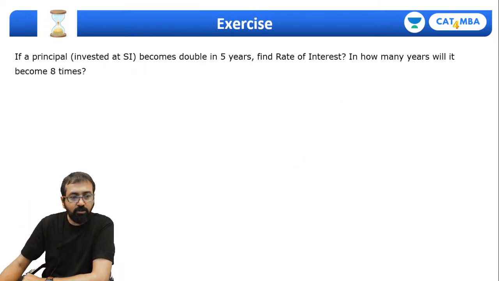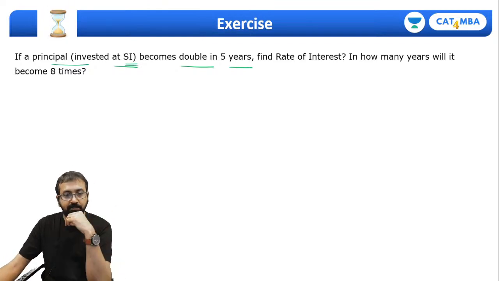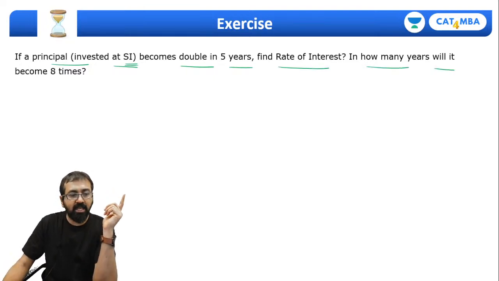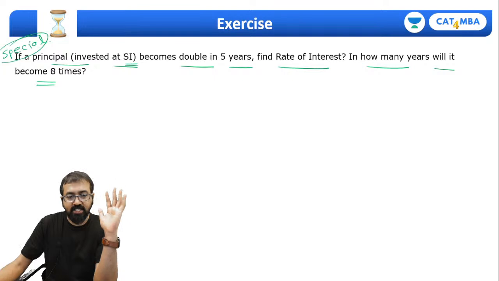Fine. Now look at this question. This is very interesting. If a principal invested at SI, simple interest, becomes double in 5 years, find the rate of interest, and also in how many years will it become 8 times. This is the special case that I was talking about. You need to understand this special situation. So let's see this.